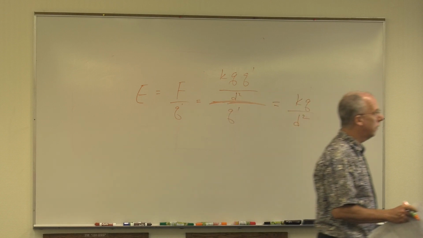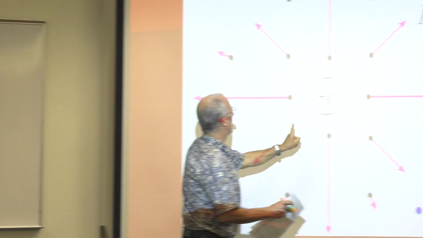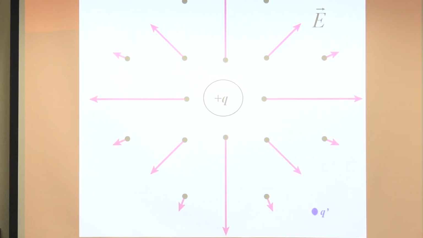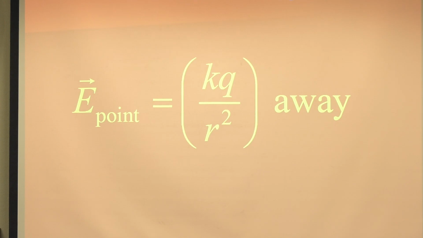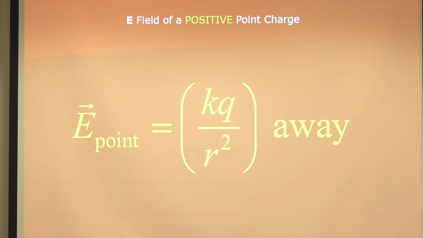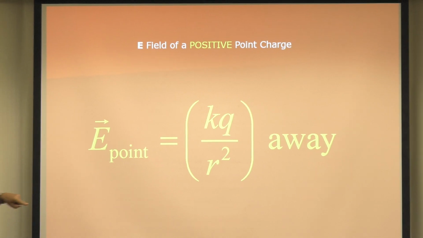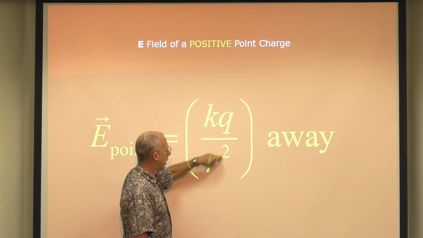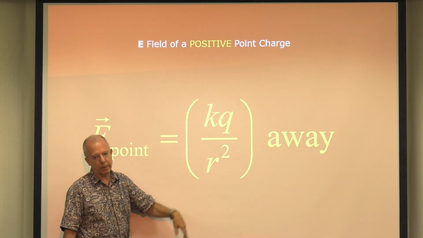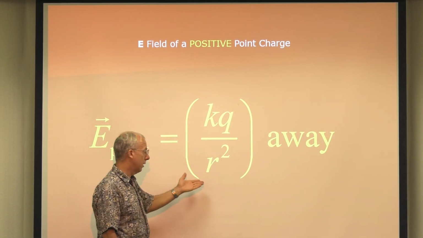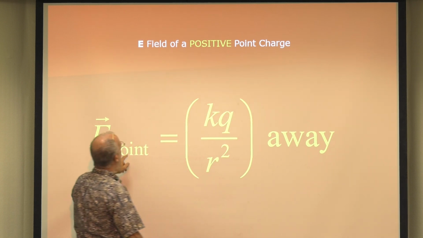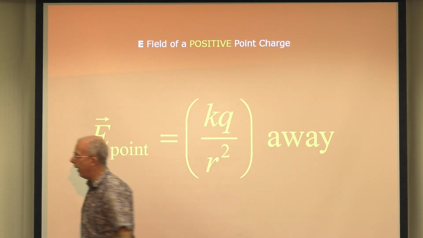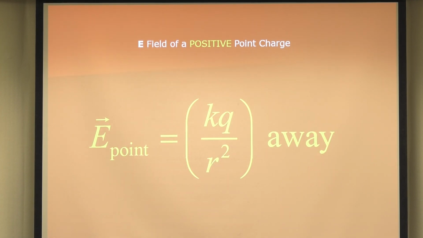Now for a positive charge, the E field points away, right? Away. And so here's the real complete answer. So this is magnitude, I don't have any vectors. So this is the vector. So the electric field vector of a point charge, here's the KQ over R squared. By the way, sometimes you put D squared, sometimes you put R squared. Who cares? It's just the distance away from it. And if it's a positive charge, the E field lines point away. Okay? How about a negative?